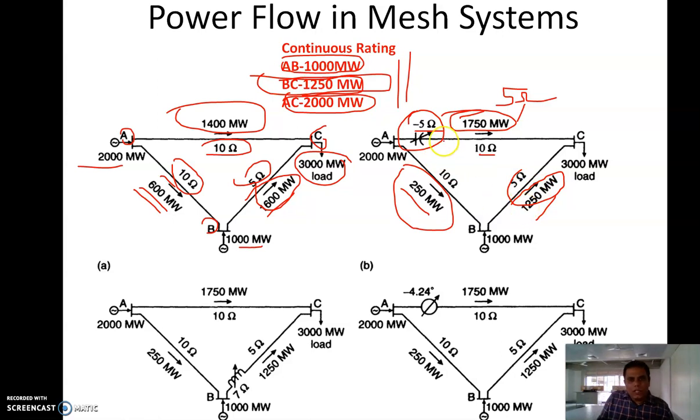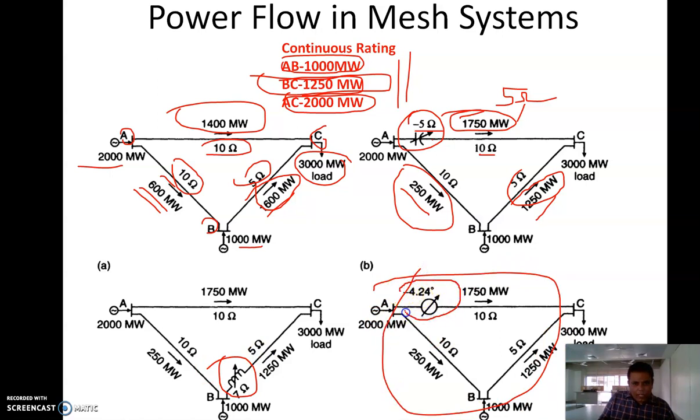So by introducing an impedance, we can do this. Or we can add a 7 ohm inductor in this line and we can achieve similar results. Or we can add a minus 4.24 degrees of phase angle and we can achieve similar results, right? So how do you introduce this minus 5 ohm, plus 7 ohm, minus 4.24? This can be done using the FACTS controllers.